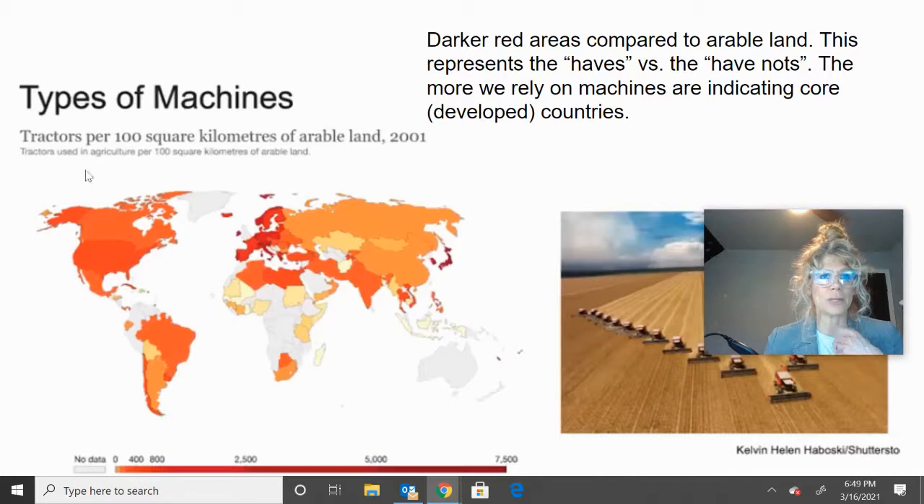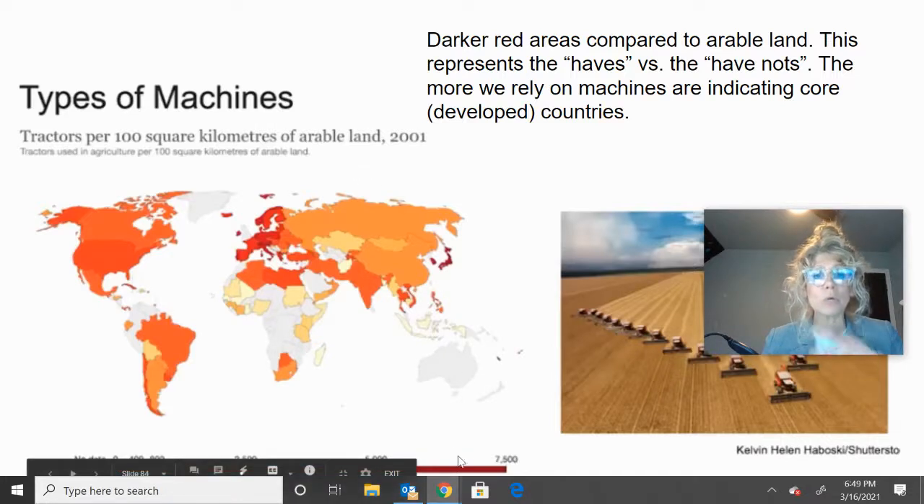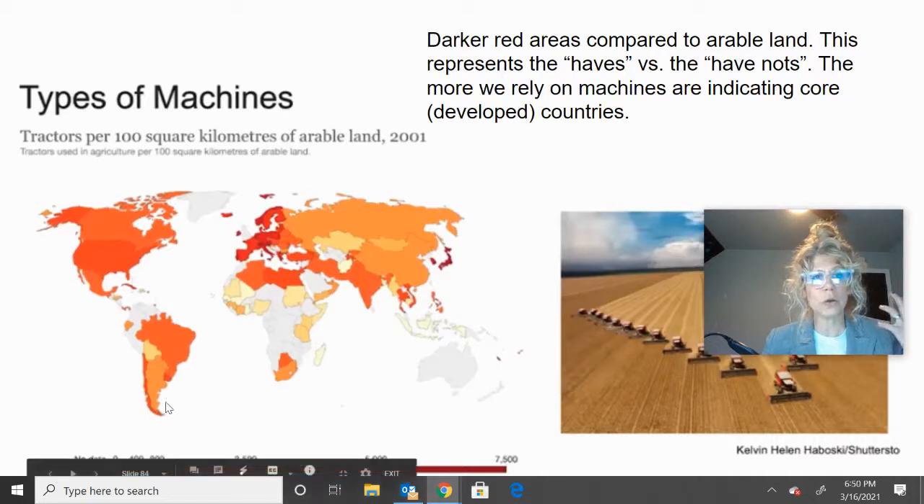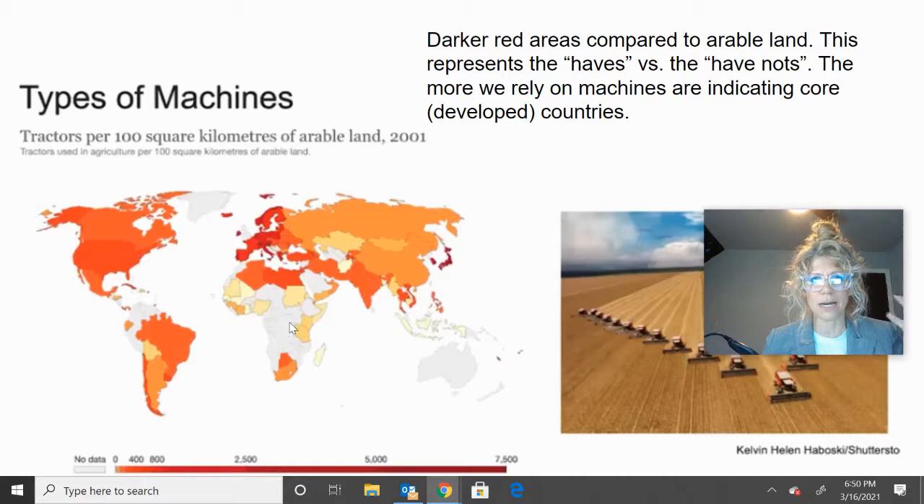So this map is showing tractors per 100 square miles, or kilometers per arable land. Remember, that's farmable land. And so in these dark red, even maroon areas, we are seeing more tractors being used. Shouldn't surprise you, North America there again, and Europe. So I would definitely make a note that those are commercial areas. And then where do we see no tractors at all in these white areas? Gosh, again, sub-Saharan Africa.